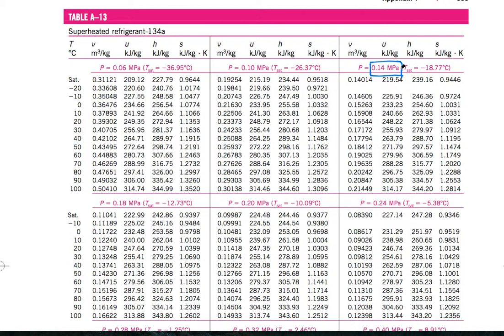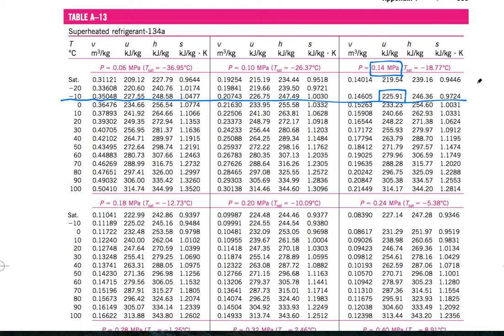My system is at negative 10 degrees Celsius, so it's this line. And what I need to find is the internal energy of my system. This is the internal energy corresponding to such a condition.